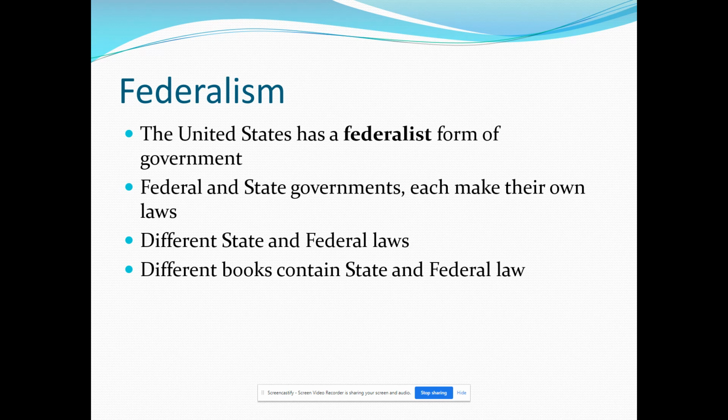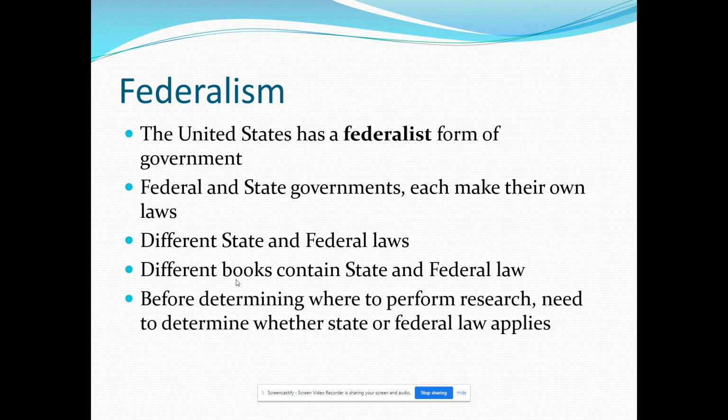Or before you perform your research, you might have to determine, is this an issue that is governed by federal law or by state law? Okay, and there are different books or different sources that have state law and federal law. And remember, when you're doing state law, it's the state that you're sitting in, the state that you're in.